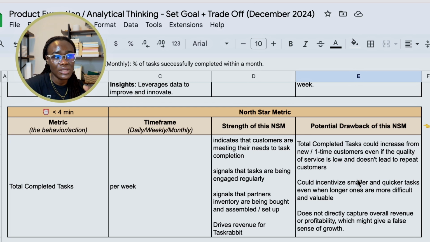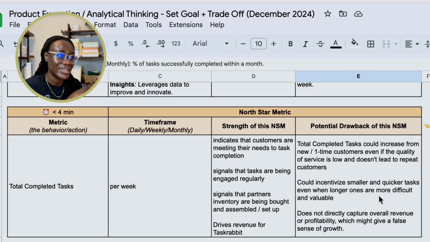The second thing is that the total completed task could incentivize small and quick tasks, even when longer ones are more difficult and valuable and take longer. So for example, if we have 100 tasks and those 100 tasks are, I don't know, hitting a nail in the wall, are those high value tasks? They are quicker, they are smaller. Are those high value? Do they indicate high revenue? So that's something that we need to also keep an eye on.